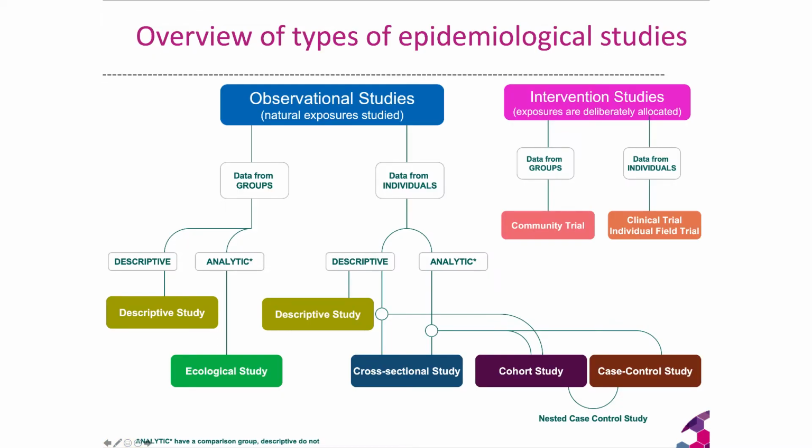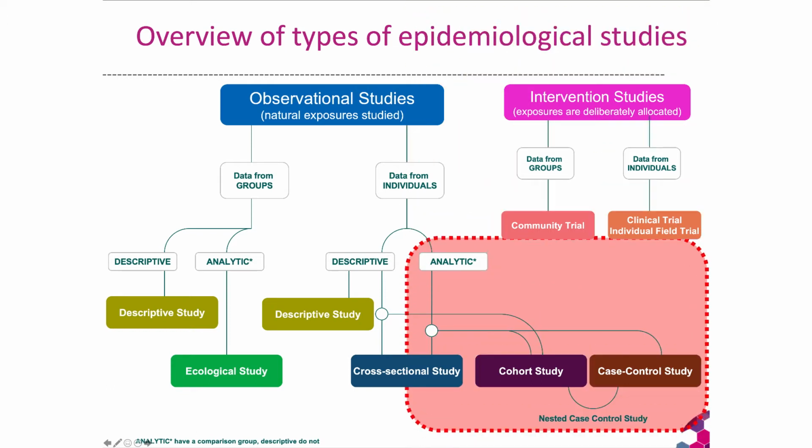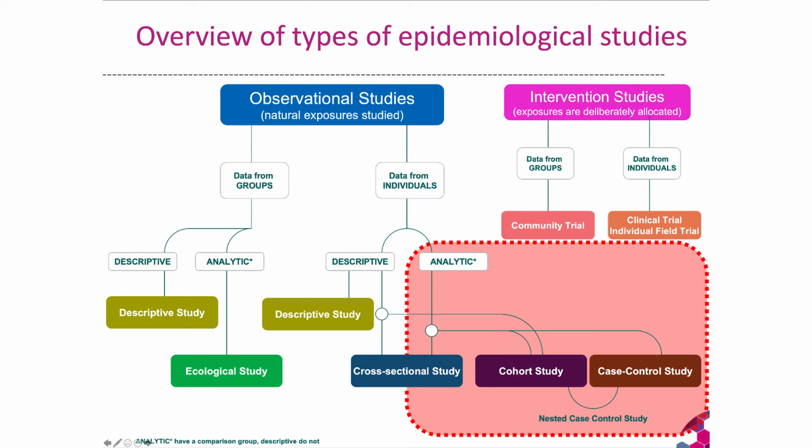So, moving to our overview map of the different types of epidemiological studies, cohort and case control studies are analytical studies, and they are on the right hand side of this overview diagram.